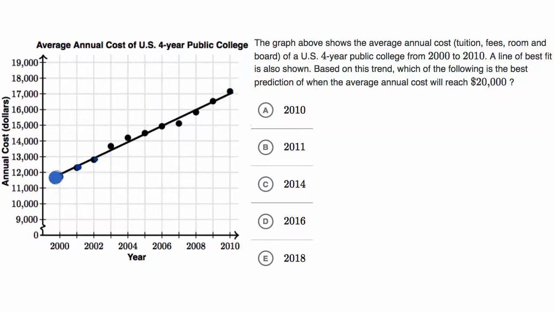And then they tried to fit a line to the data points. And that's what this line of best fit is actually doing. And then they are essentially asking us to use this line of best fit to extrapolate, to predict when the average annual tuition cost will reach $20,000.